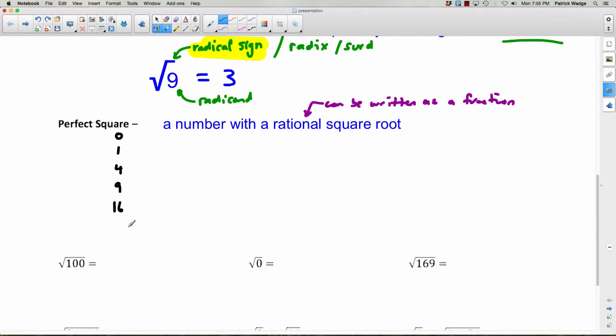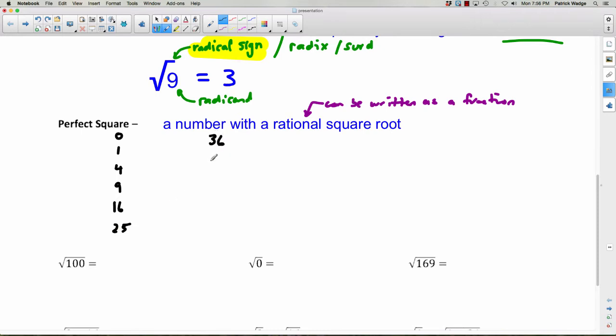Where am I getting these numbers? Because 0 times 0 is 0. 1 times 1 is 1. 2 times 2 is 4. 3 times 3 is 9. 4 times 4 is 16. 5 times 5 is 25. So that's a perfect square. 6 times 6 is 36.